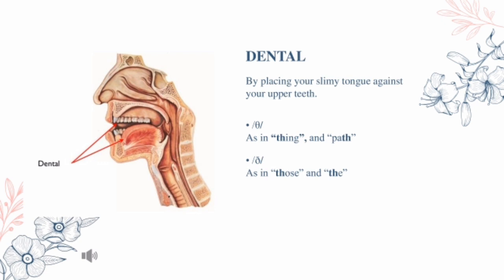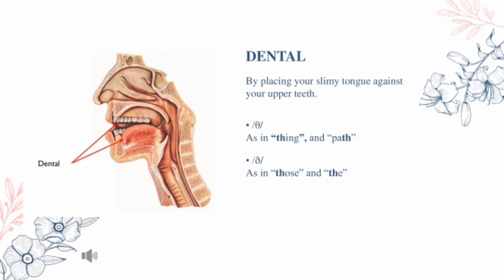The next sound is interdental or dental sounds. By placing your tongue against your upper teeth, you create these sounds. This symbol is part of the IPA, the International Phonetic Alphabet, but it is the sound that occurs in thing and path.